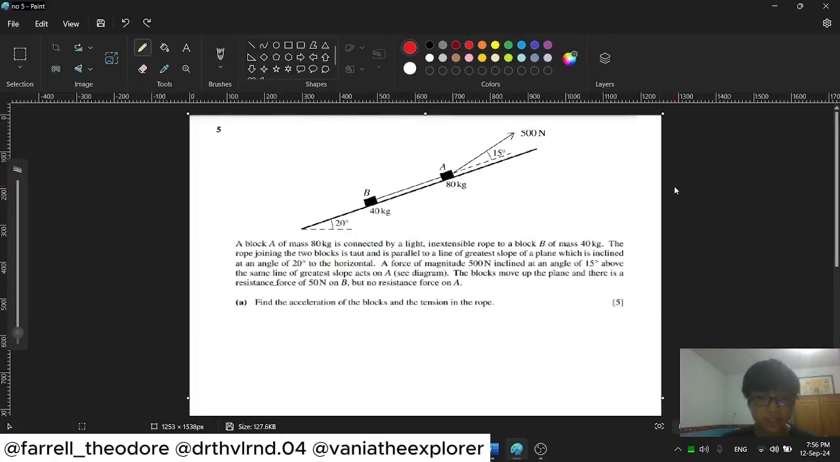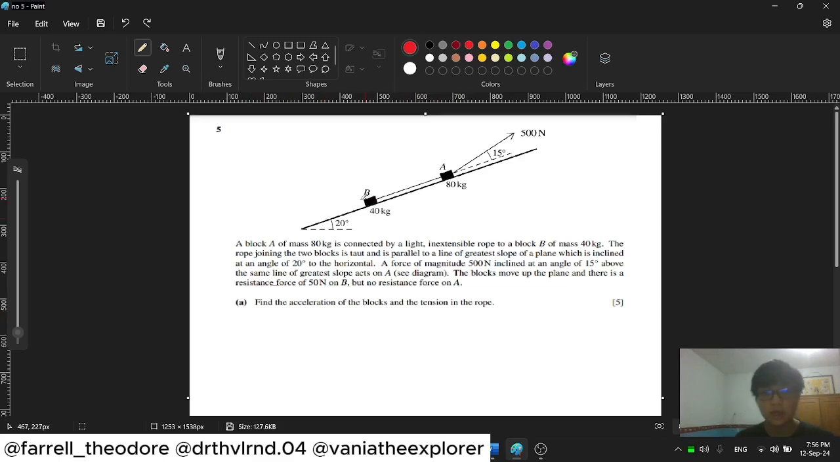A block A of mass 80 kilograms is connected by a light inextensible rope to a block B of mass 40 kilograms. The rope joining the two blocks is taut and is parallel to the line of greatest slope of a plane, which is inclined at an angle of 20 degrees to the horizontal. A force of magnitude 500 newtons inclined at an angle of 15 degrees above the same line of greatest slope acts on A. The blocks move up the plane and there is a resistance force of 50 newtons on B, but no resistance force on A. Find the acceleration of the blocks and the tension in the rope.